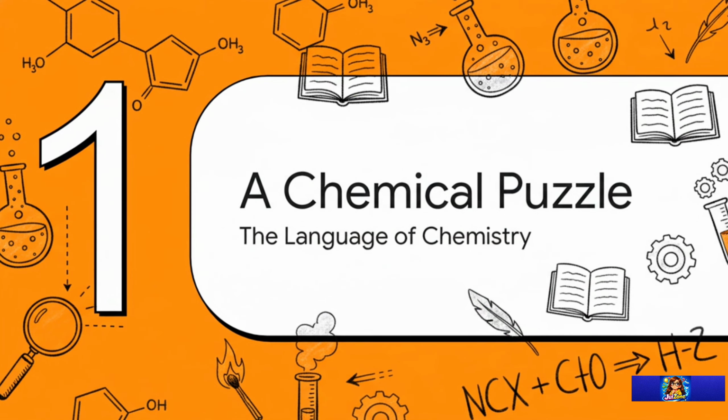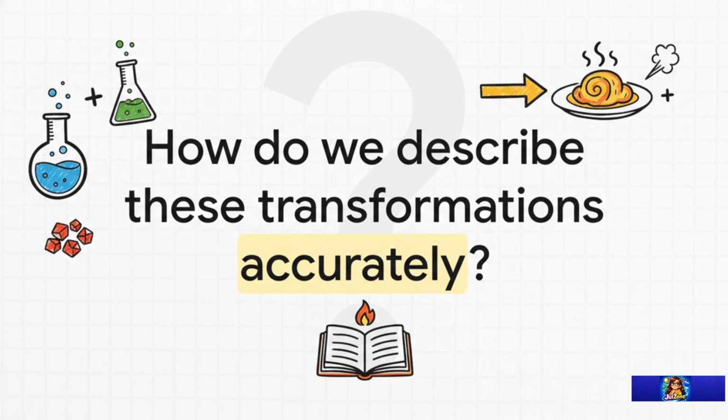To solve a puzzle like that, we first need to learn the language. We have to understand how chemists describe these incredible transformations that are going on. Well, we do it with something called a chemical equation. Honestly, the best way to think about it is like a recipe. It tells you the exact ingredients, which we call reactants, and what you end up with at the end, the final dish, which we call the products.